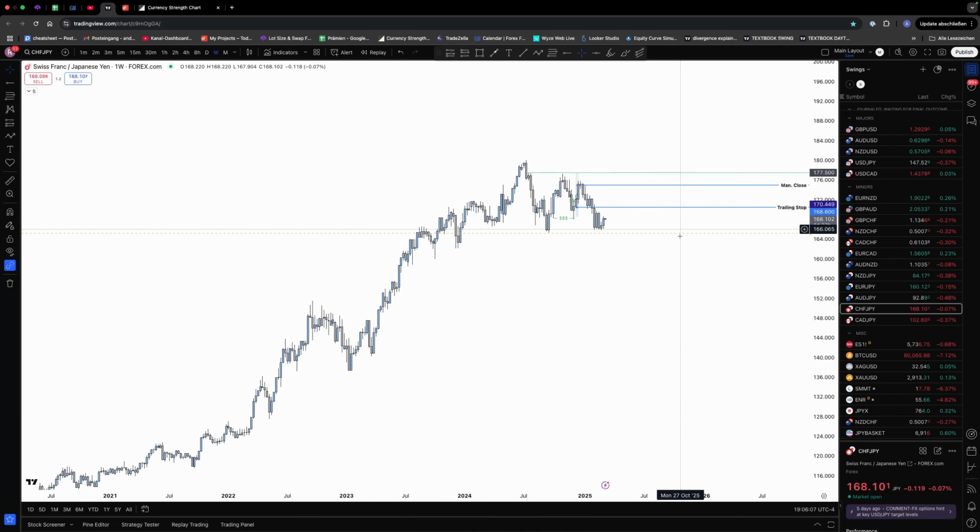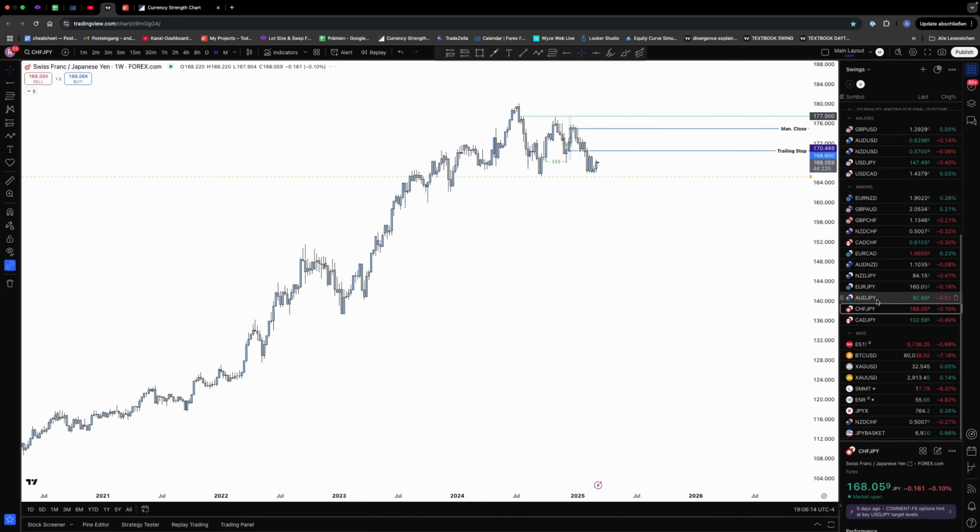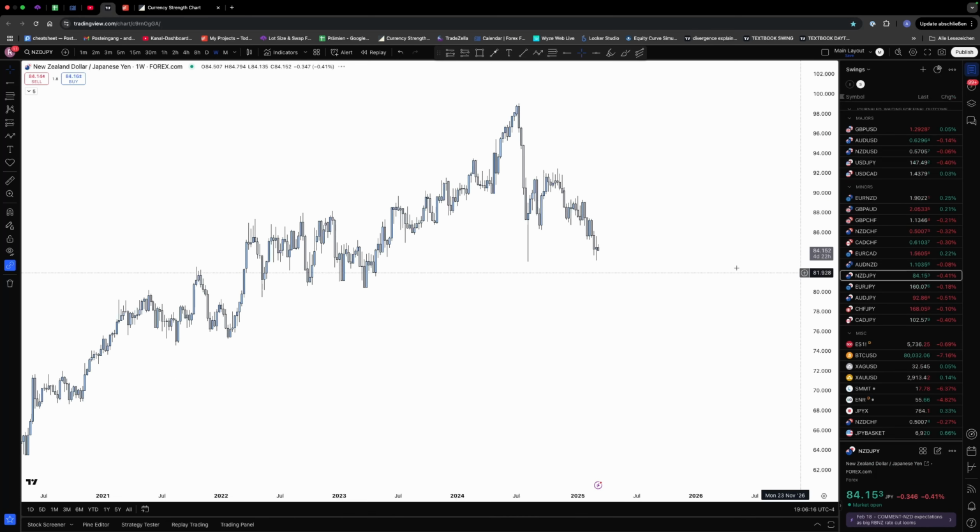I think we're gonna see an explosion to the upside sooner or later. Look, all the pairs have equals here. This is just crazy, man. So we will probably sweep these equals on all pairs and then see a nice little push up. But right now, I'm not gonna put anything on the watch list.